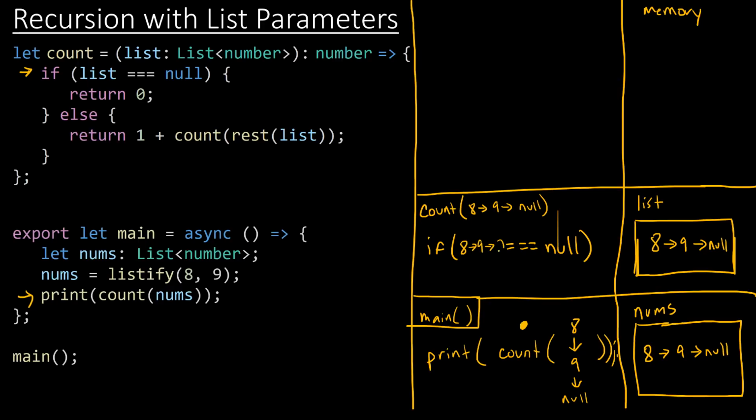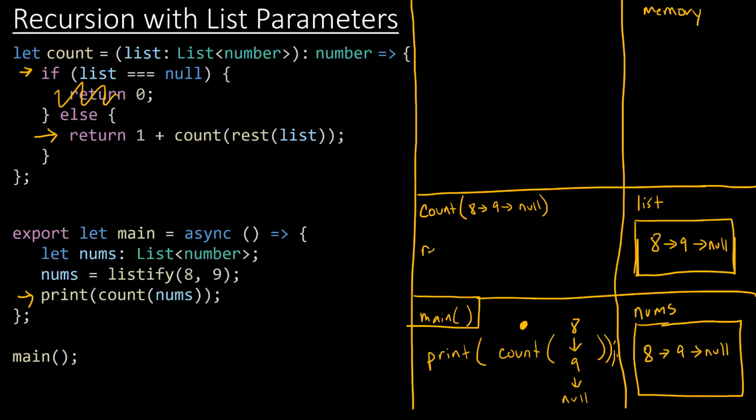And we know that 8, 9, null is not equal to null. So this if expression is going to evaluate to false. If false, we know, is going to cause this if statement to skip the then block, and it will evaluate this line of code here. So let's take a look at what will happen when the computer evaluates this line of code.